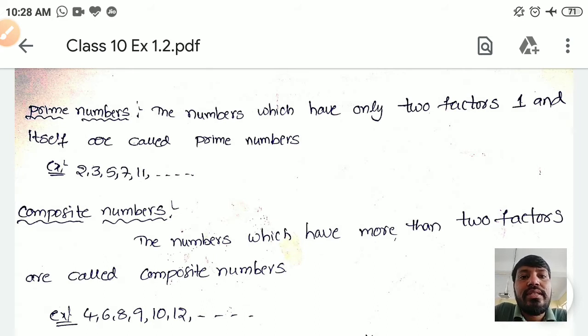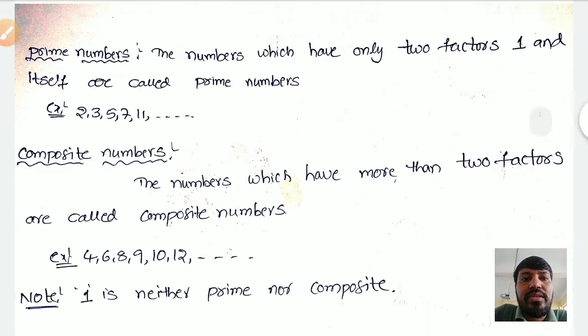The next thing is composite numbers. The numbers which have more than 2 factors are called composite numbers. Examples are 4, 6, 8, 9, 10, 12. All the even numbers are composite numbers. Along with that, some odd numbers which have more than 2 factors are also composite numbers.